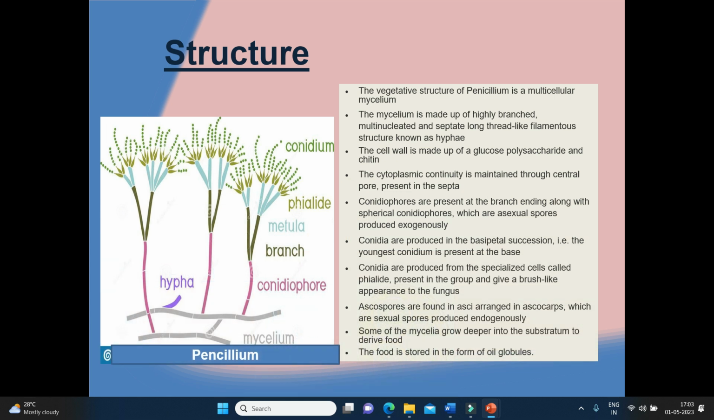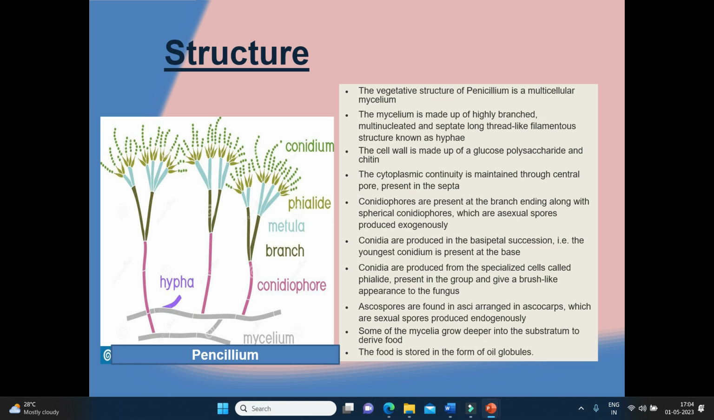So the vegetative structure of Penicillium has a multicellular mycelium. Mycelium is generally made up of hyphae, which are highly branched, multinucleate, and septate long thread-like filamentous structures. The cell wall is made up of glucan, polysaccharide, and chitin. The cytoplasmic continuity is maintained through the central pore present in the septa.